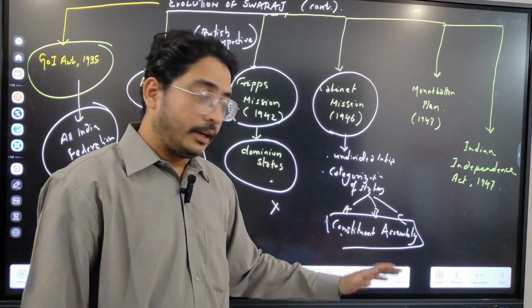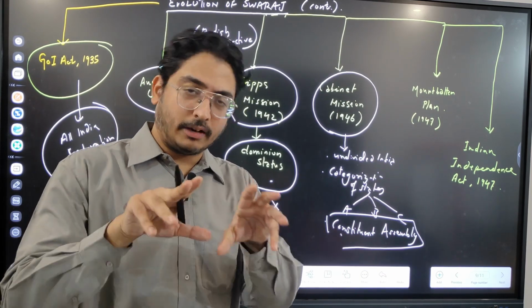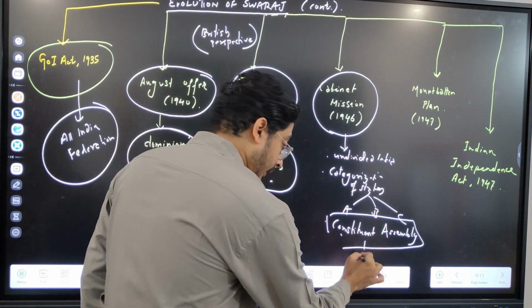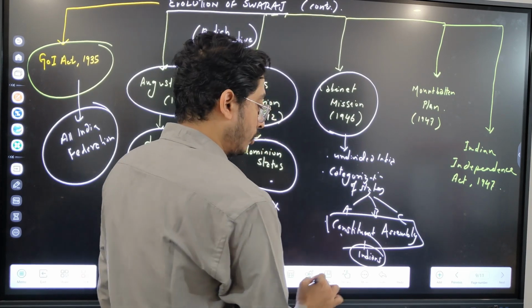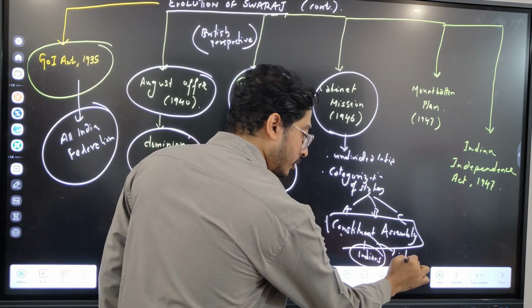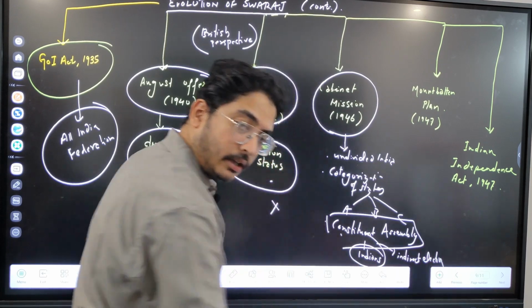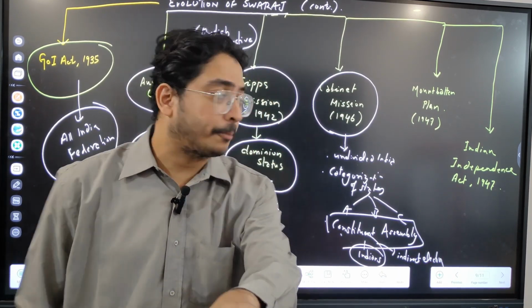It means it is understood that in future we are the ones who will make our constitution. Okay, and here proper Indians will sit through election, through indirect election. So it means there is an indirect saying that okay, independence will be given to you, but before that you need to make your constitution.